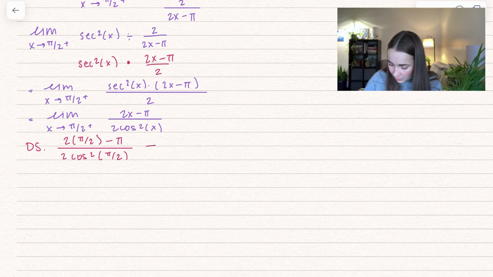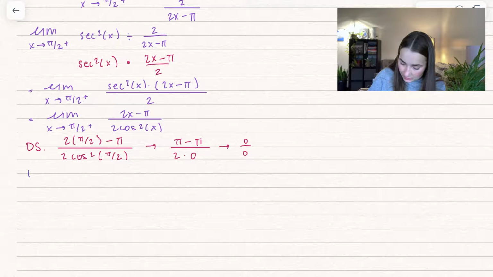So let's see what this approaches. This becomes pi minus pi in the numerator. And then cosine at pi over 2 is actually equal to 0. So this is going to approach 0 over 0. So this tells us we can go ahead and apply L'Hopital's rule again. I'm going to go ahead and set that up.